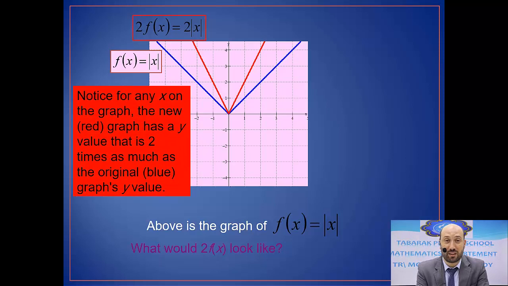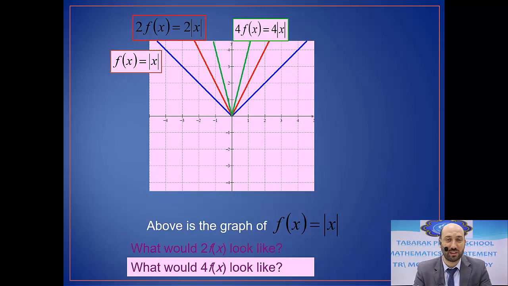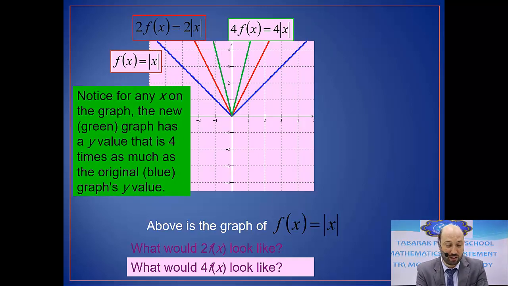Notice for any x on the graph, the new red graph has a y value that is 2 times as much as the original blue graph's y value. What about 4? It becomes thinner, closer to the y-axis, like what we have here for the green one. So 4 times f(x) equals 4 times modulus x, and for any x on the graph, the new green graph has a y value that is 4 times as much as the original blue graph's y value.